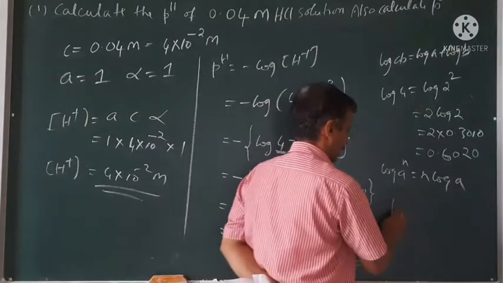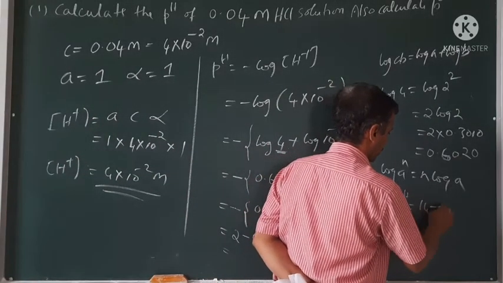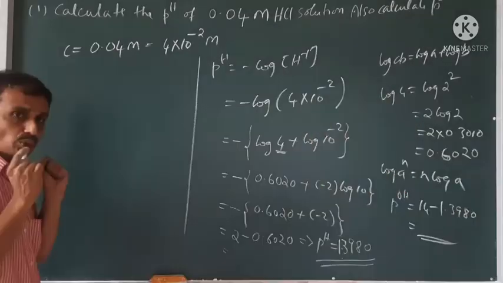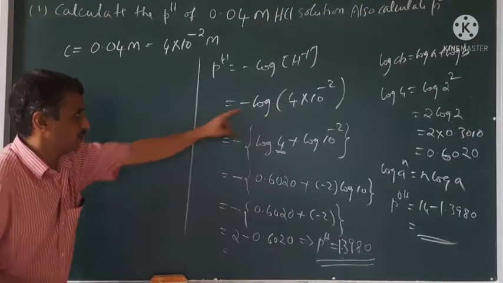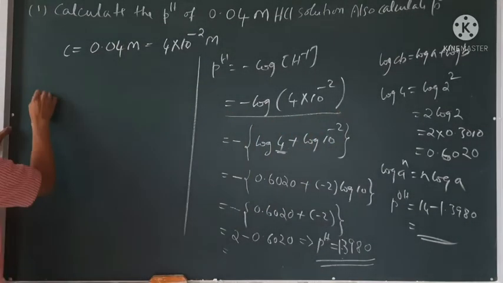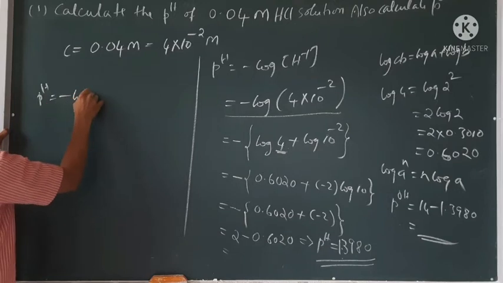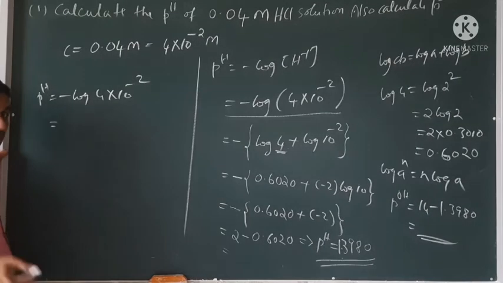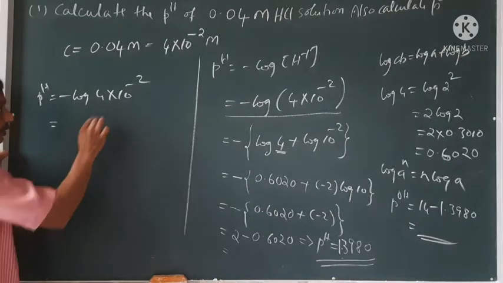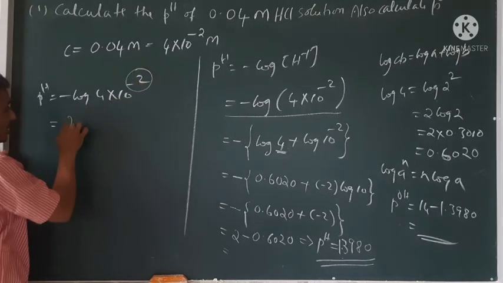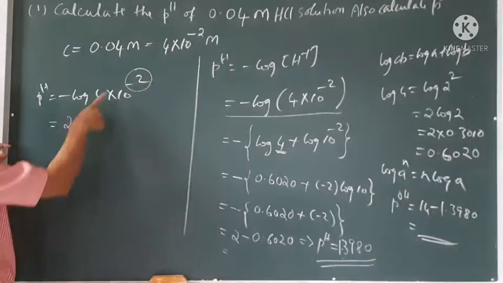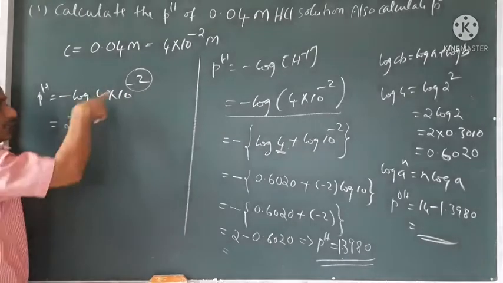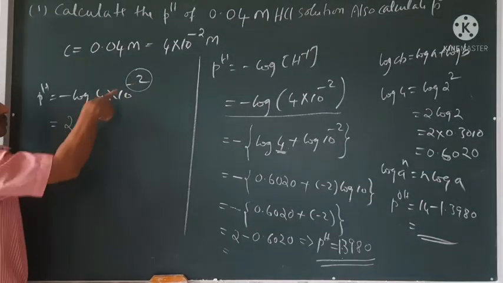Now, to get the pOH, 14 minus 1.3980, get the answer. How to do it quickly? See, you are getting up to this: pH is equal to negative logarithm of 4 into 10 to the power minus 2. Now, next step, how to do it quickly. You write it the same, but change the sign. Whatever the power is there, write it with the sign changed. If the positive value is there, write minus. If the negative is there, write positive.